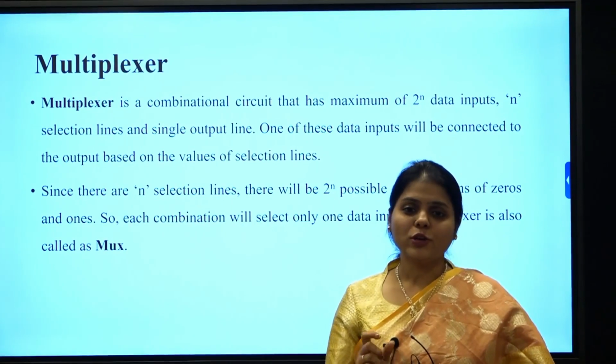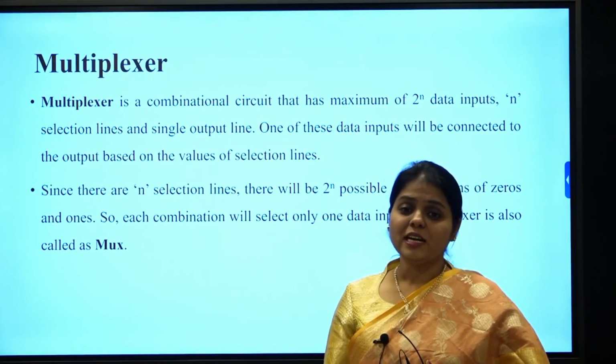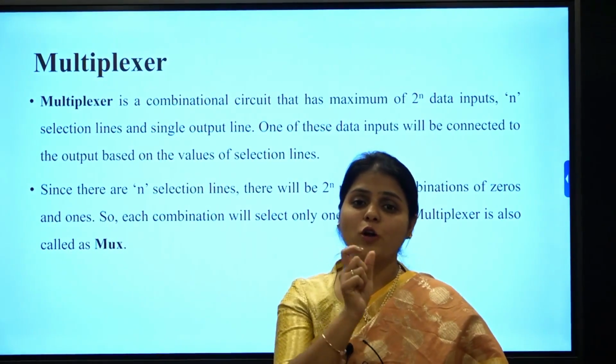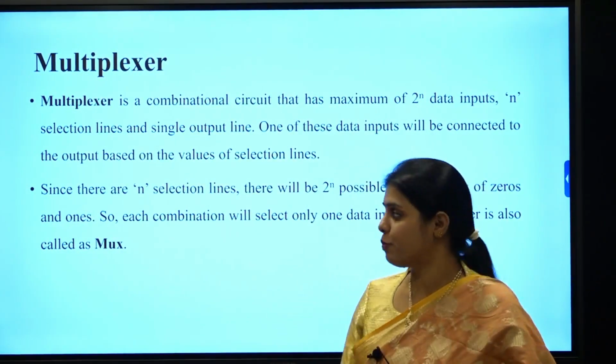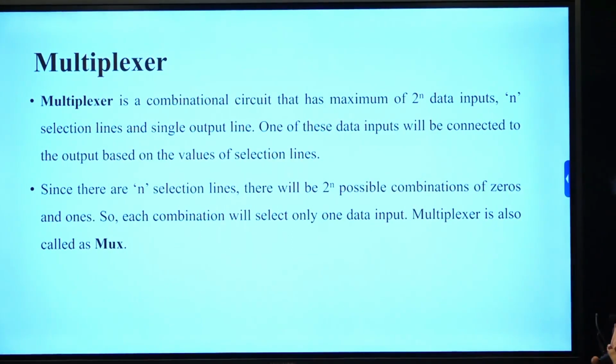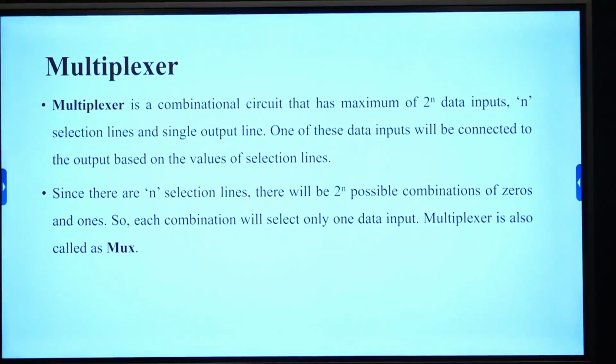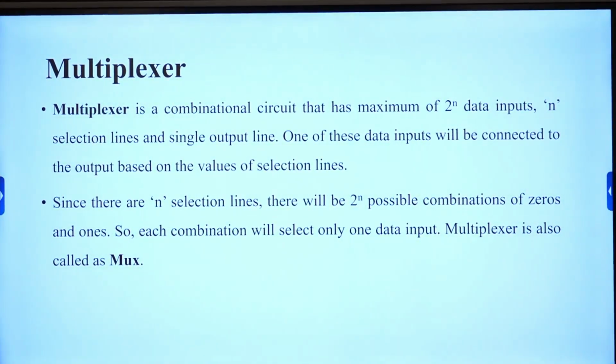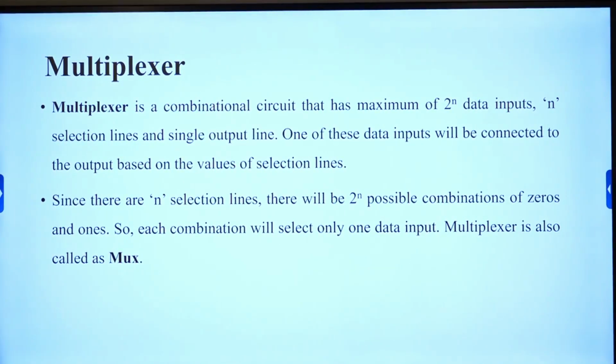One of these data inputs will be produced at the output depending upon the selection lines. So here we will be varying our selection lines, and depending upon what combination of selection lines we take, one of the inputs will be produced at the output. When we take n selection lines, we will have 2 to the power of n possible combinations of zeros and ones. For each combination, one of the data inputs will be selected and produced at the output. This particular functionality is implemented by the multiplexer, which we call MUX in short.